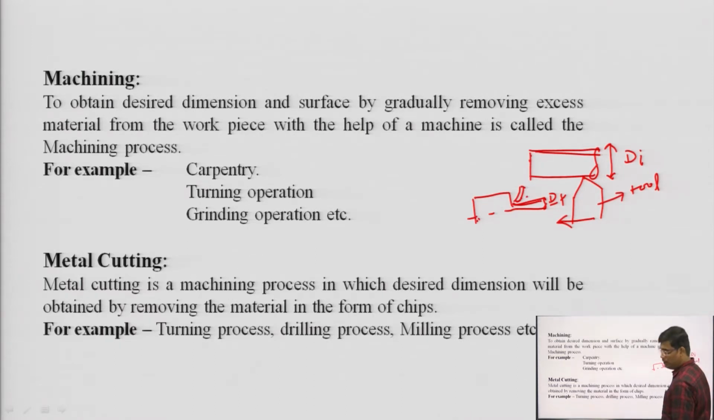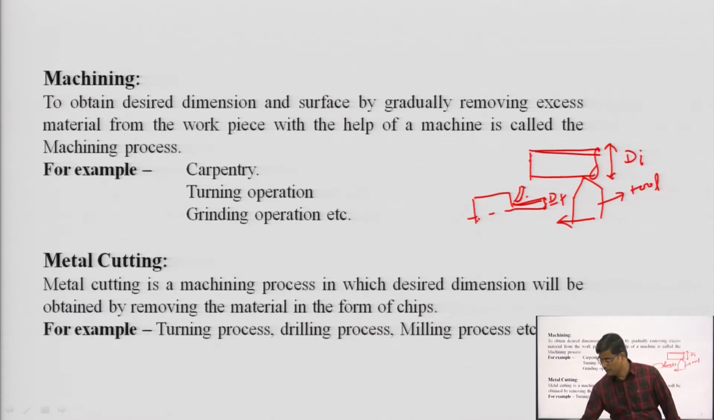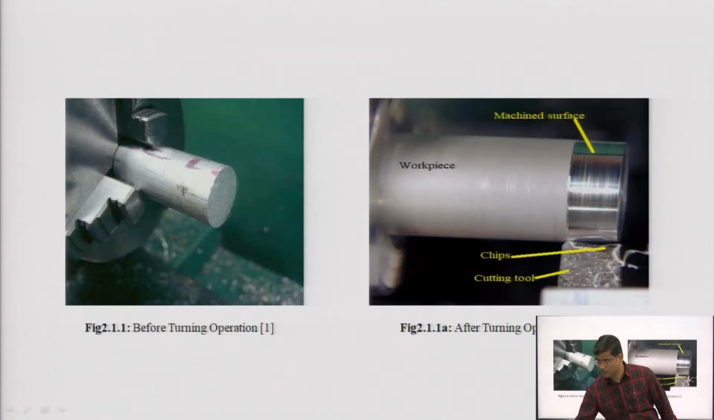So in metal cutting, we obtain the desired shape and size by removing the excess or unwanted material in the form of chips. For example, turning process, drilling process and milling process.